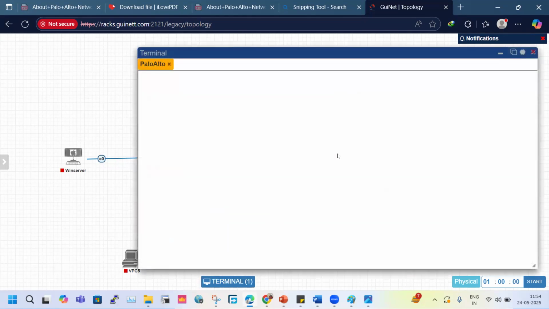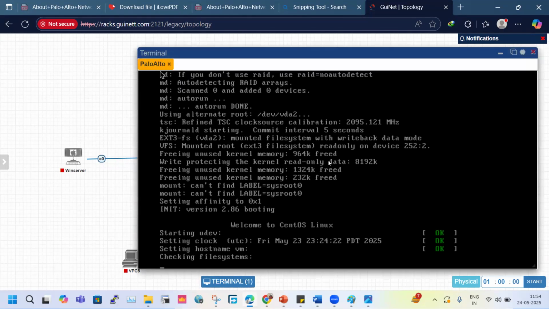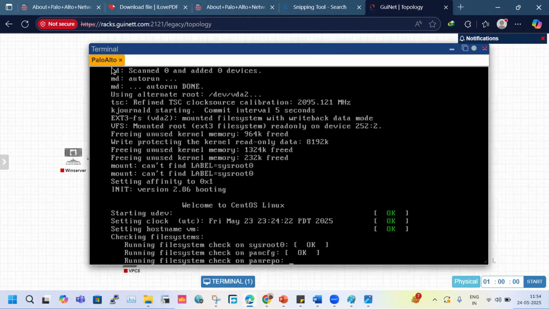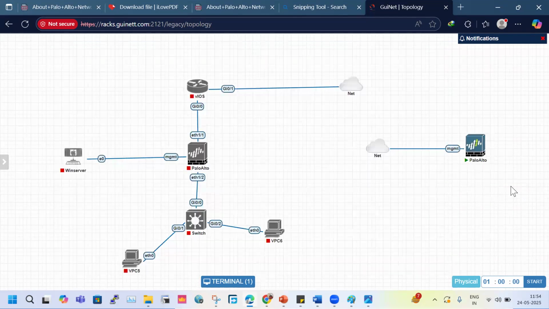Tomorrow I will show you how we can configure the firewall from scratch. See, the device is booting up, it will take some time. Tomorrow we will see how we can use and configure the firewall from scratch, and what the basic commands are. Today we have only gone through the architecture, how the firewall handles traffic, what the SP3 architecture is, and what the packet flow is.